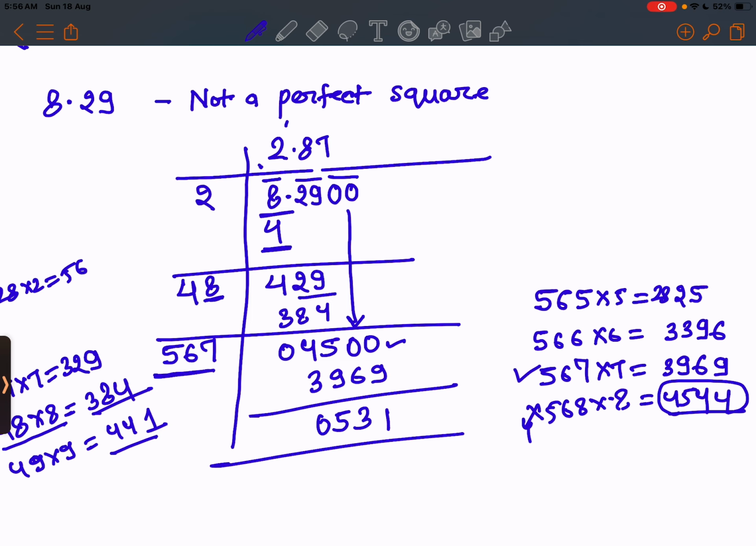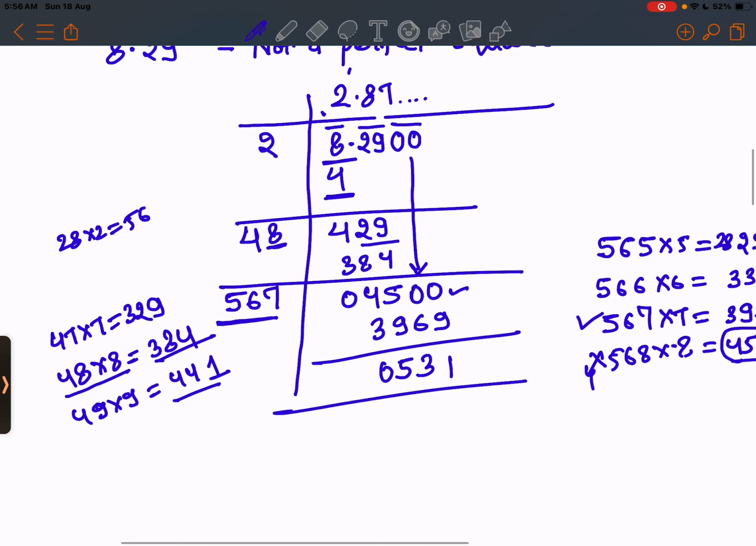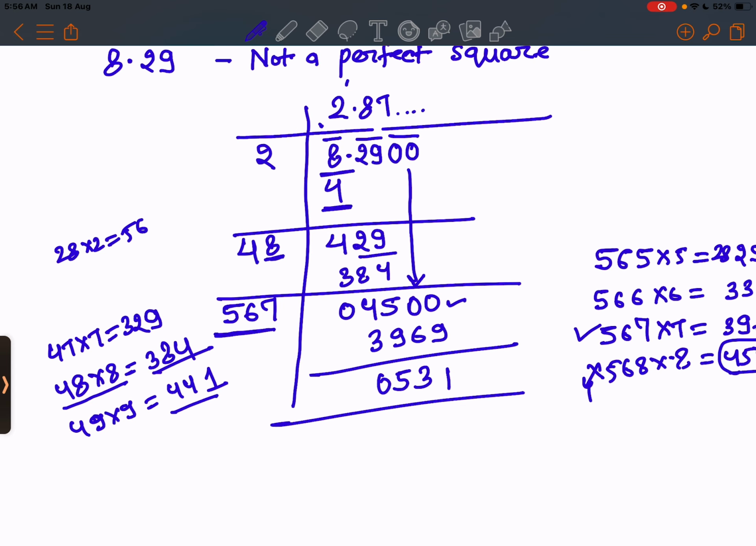2.87, and it would be further expandable to a certain place, but it appears to be a non terminating decimal. So if we have to find up to 2 places of the decimal, then the answer would be 2.87. Okay, so the square root of 8.29 would be 2.87. Clear?